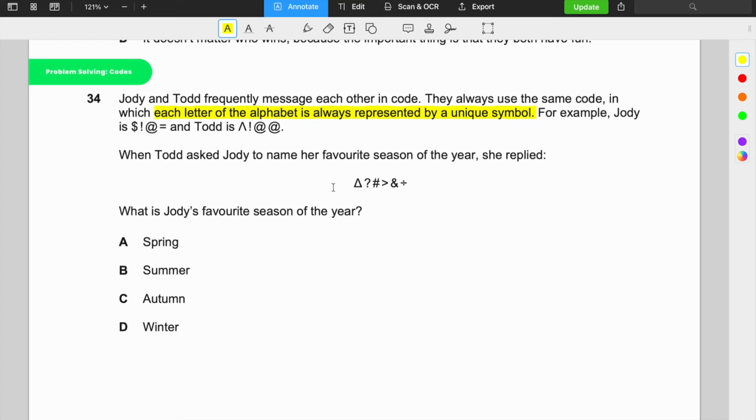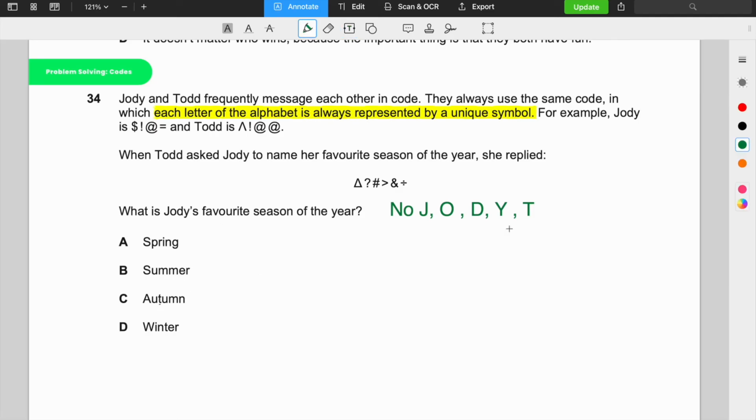So that means that the favorite season has none of the letters in the names of Jodie and Todd. So there's no J, there's no O, there's no D, there's no Y, and there's no T, right? So there's none of the letters in the names of Jodie and Todd. So immediately we can cross out several options.